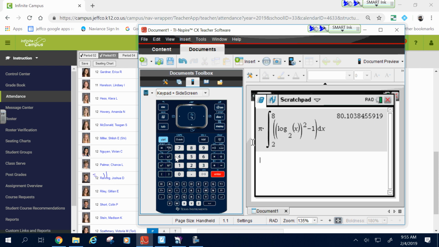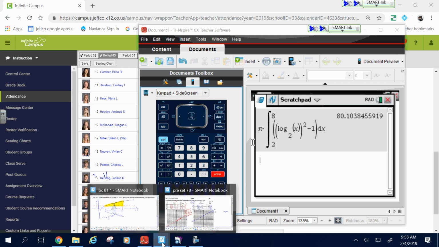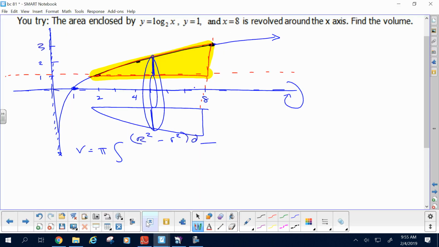Pi is pi, obviously. And so here we go. We need to identify big R. What's big R? It is the function, squared. So it should be log base 2 of x.